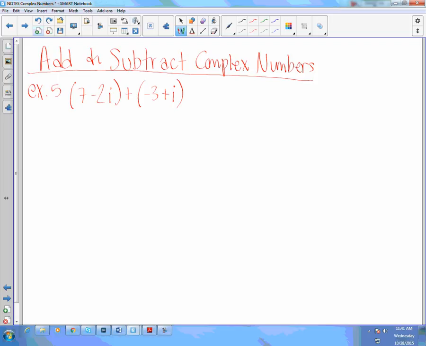Okay, we have two complex numbers. This one's a complex number. Can you see the real piece and the imaginary piece? In parentheses here, can you see the real piece and the imaginary piece? So you have two complex numbers being added. If I had never taught you about complex numbers, how would you add these?